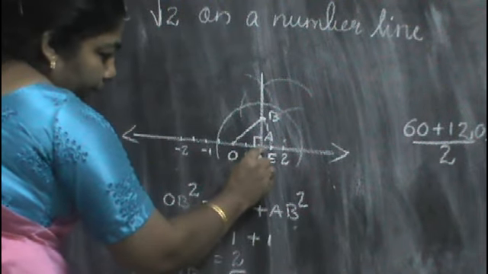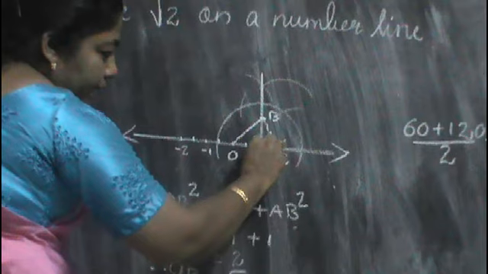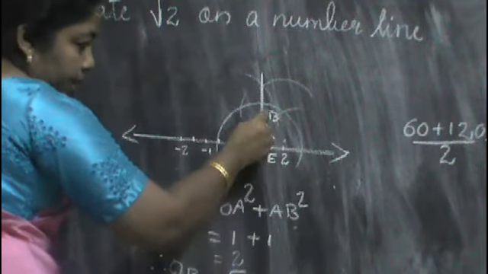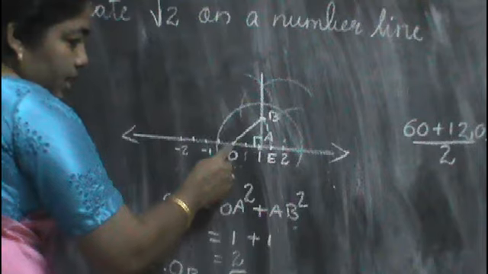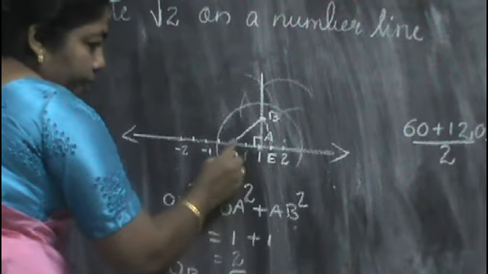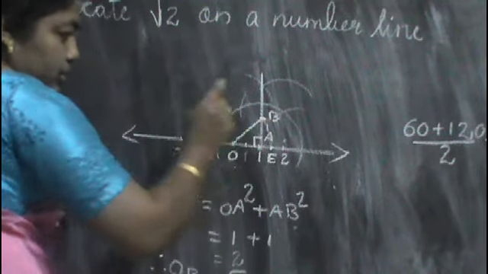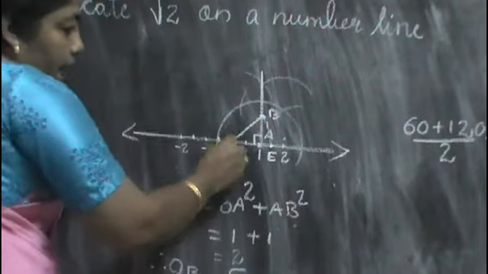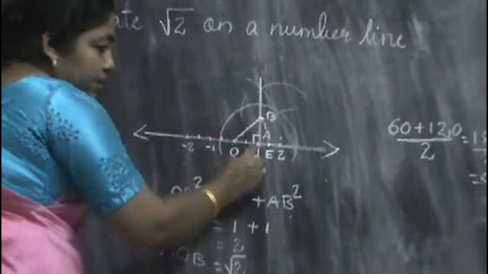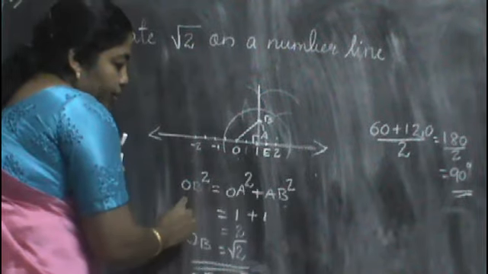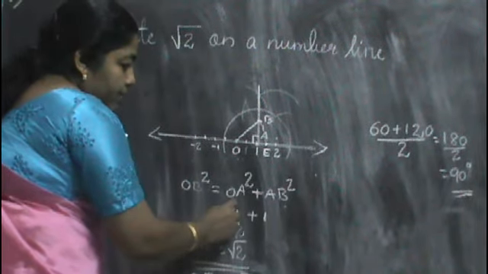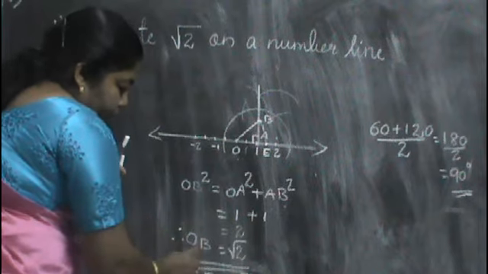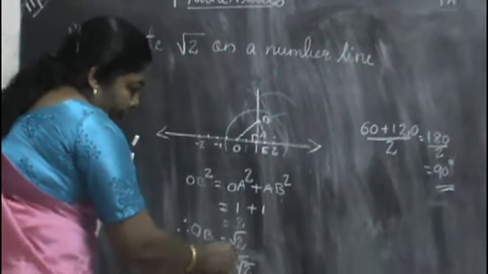Now from A take 1 centimeter and draw an arc, mark the point as B. Then join OB. Now this triangle AOB is a right triangle, so we can apply Pythagoras theorem. By Pythagoras theorem, hypotenuse square is equal to base square plus altitude square, that is OB square is equal to OA square plus AB square, that is equal to 2. Therefore OB is equal to root 2.